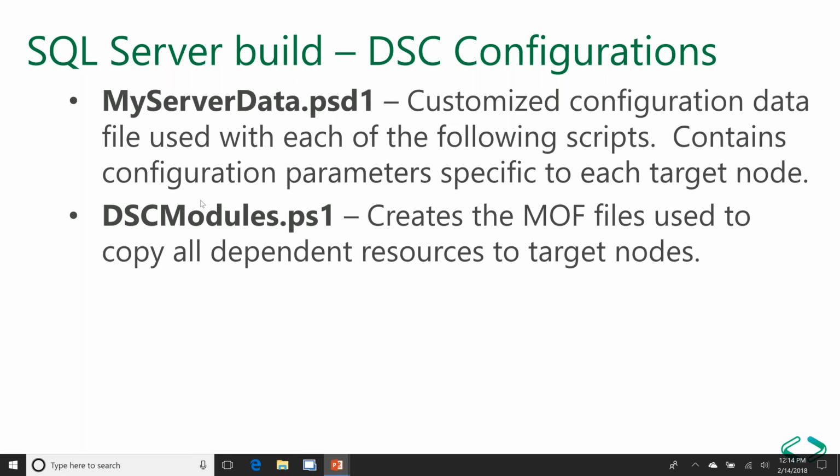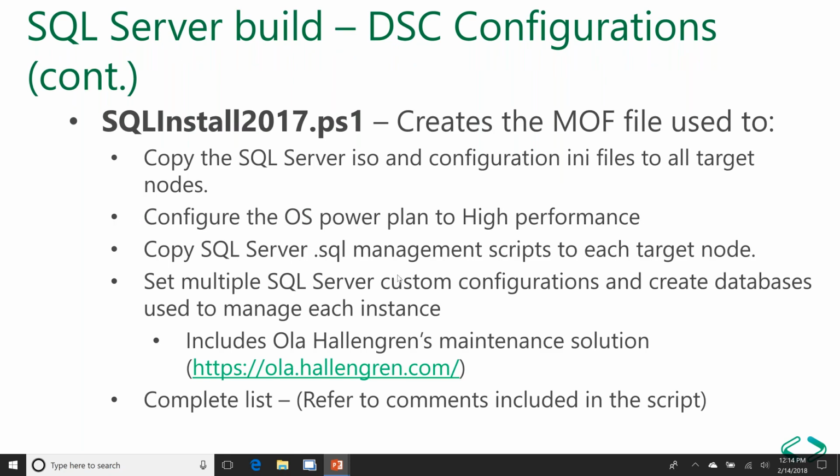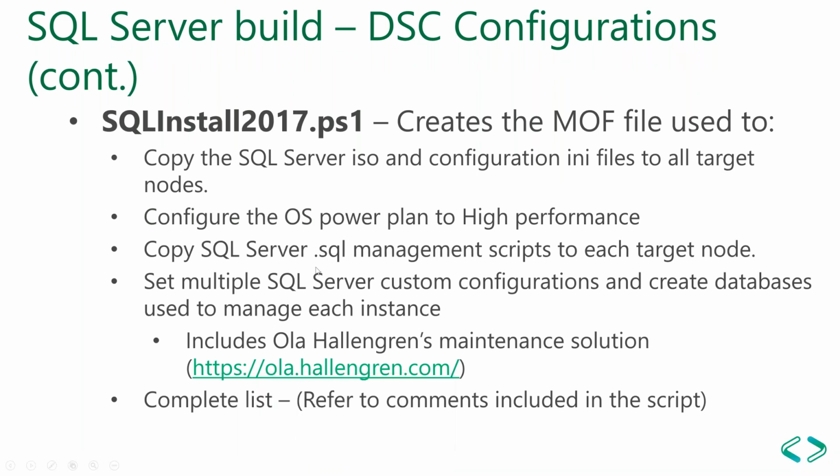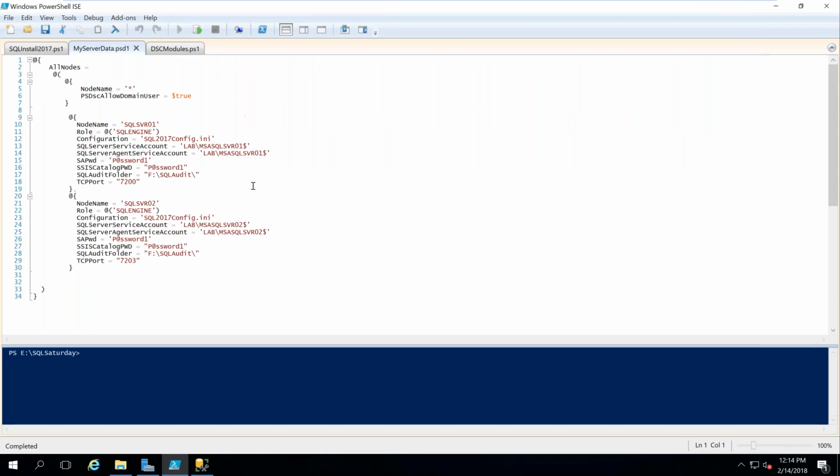So DSC modules.ps1 is our first configuration that we're going to push out. All it does is go get those resources we talked about, xSQLServer and xComputerManagement. Since those aren't on each target by default, we're going to push those out first, because the SQL install 2017 configuration will actually look for those and need them before it can start. Before I discuss this one, I want to jump over here and take a look at the first two scripts.